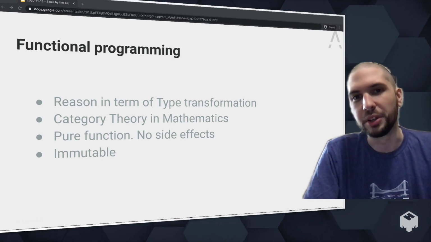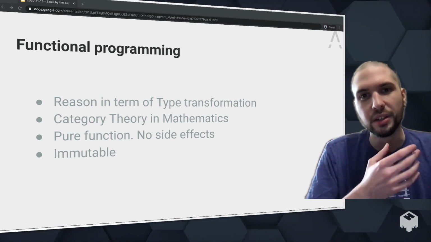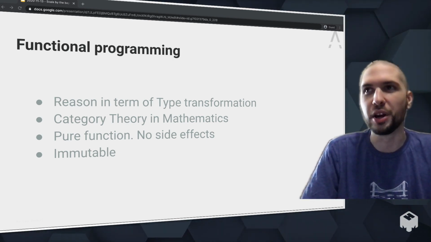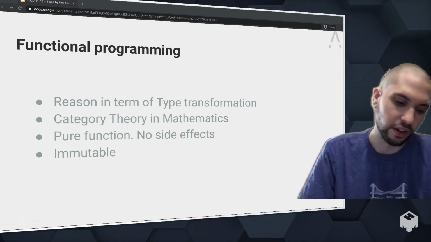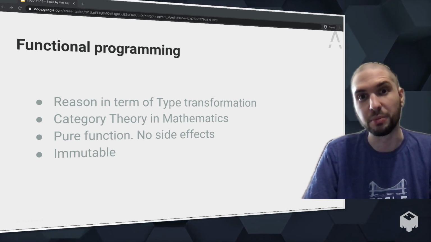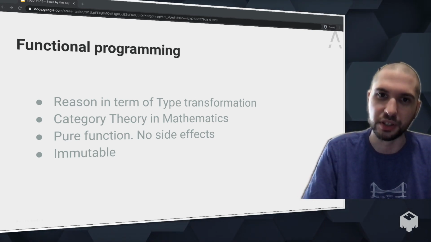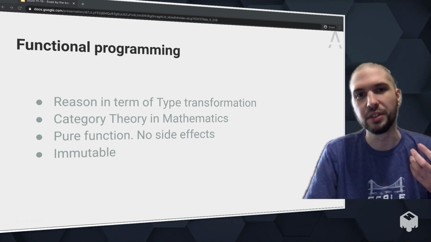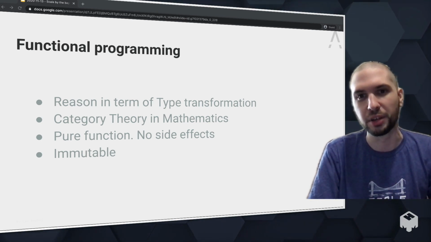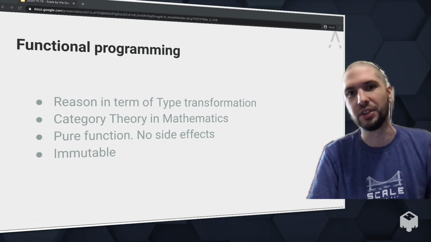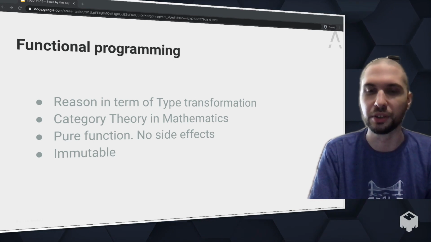Functional programming is kind of like this new way of writing code. It's built on top of object-oriented programming, and the main thing that needs to be remembered just for this talk is that it allows you to reason in terms of type transformation by using a field in mathematics called category theory.